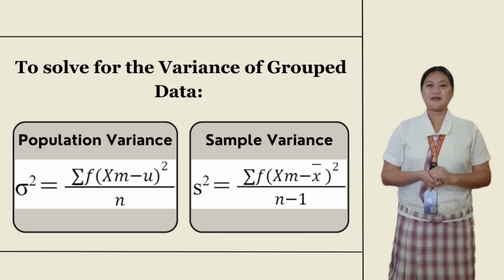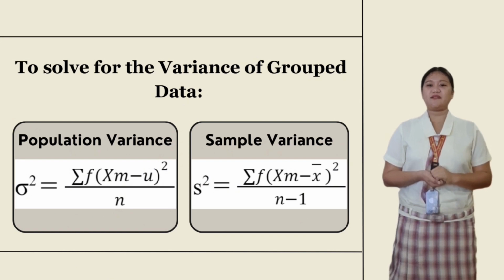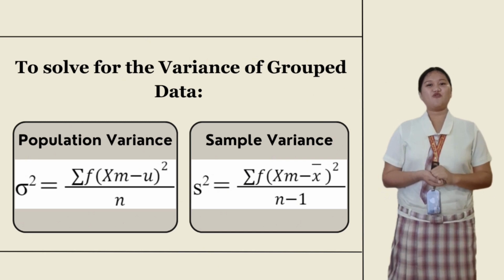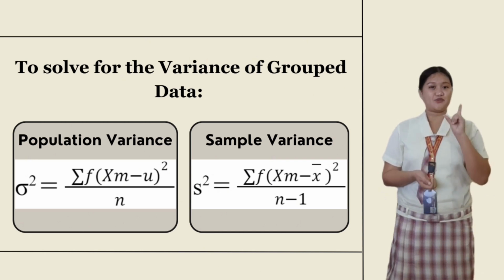And we also have the sample variance. Sample variance is equal to the summation of the products of the frequencies and square differences between each interval midpoint and the sample mean, divided by the total number of frequencies minus 1.